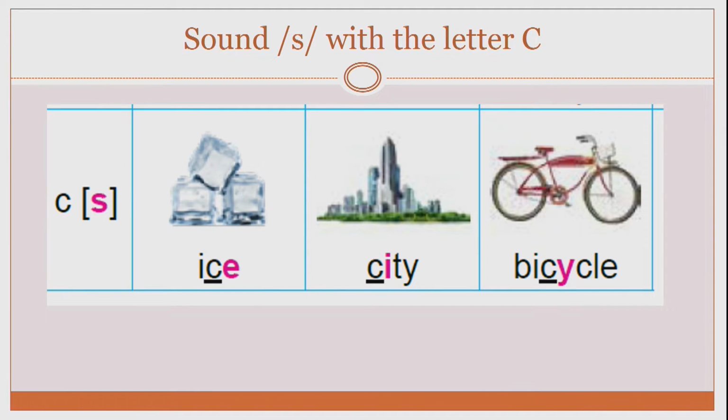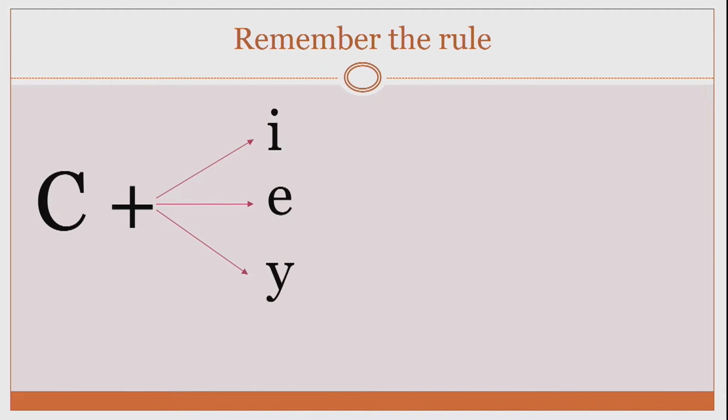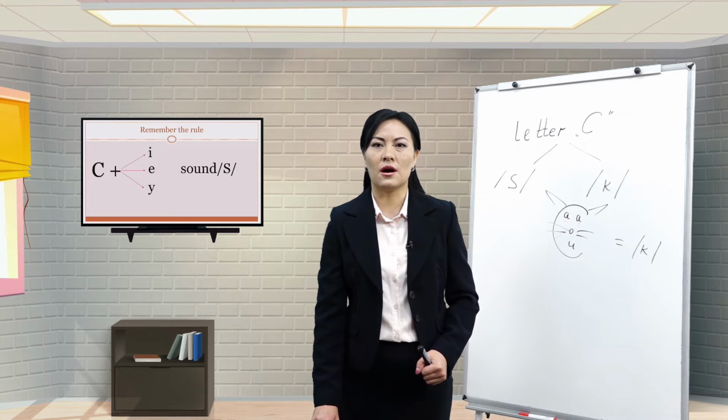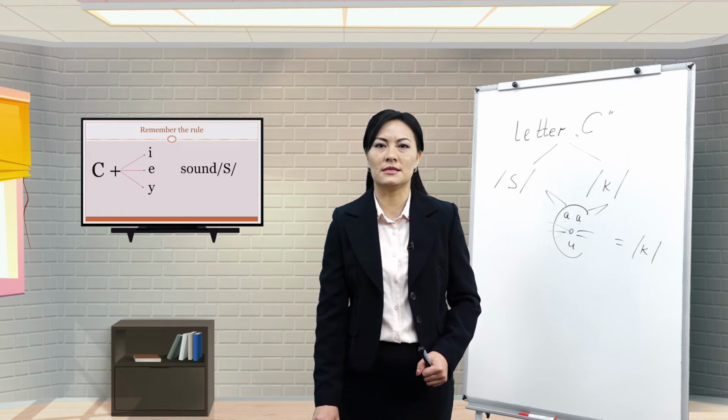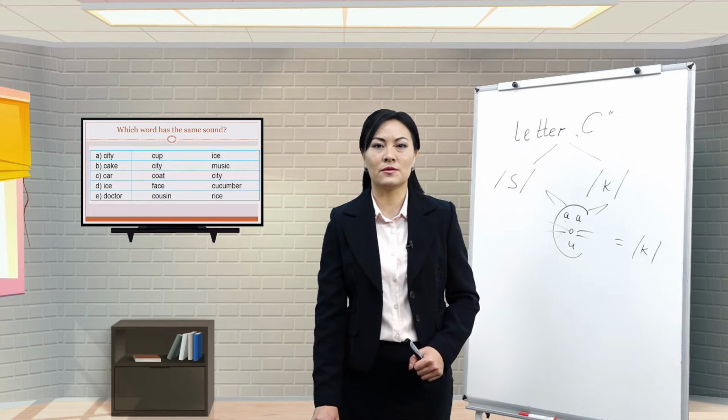Look at the spelling of these words. Words ice, city, bicycle. What rule can we make? When the letter C is followed by I, E, and Y, we read the words with sound S. Read the words ice, bicycle, city. Good job, children. Remember the rules.